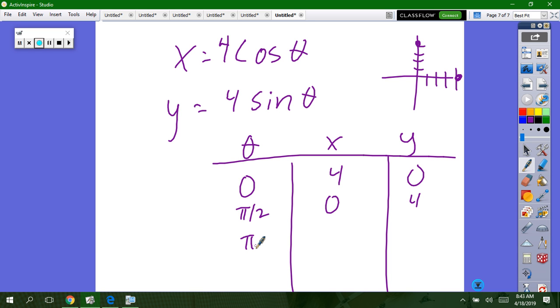This is what it means. Yes, you can do that. T equals, or theta equals 0. Theta equals pi half. It kind of makes sense.